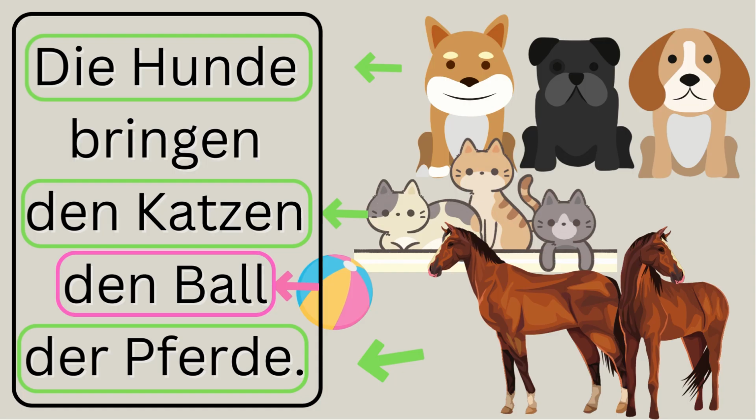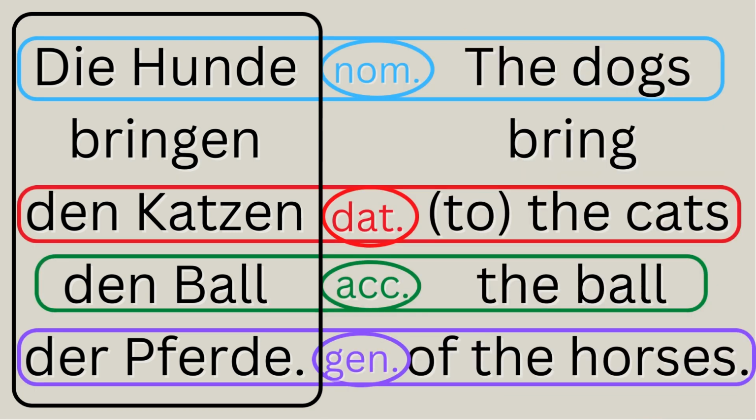Just as with my first video, I wanted to give you one sentence that includes all four cases. And it has the plurals for dogs, cats, and horses in it, and then one singular noun, and that is Ball. So, die Hunde bringen den Katzen den Ball der Pferde. So that translates into English as, the dogs bring the cats the ball of the horses.